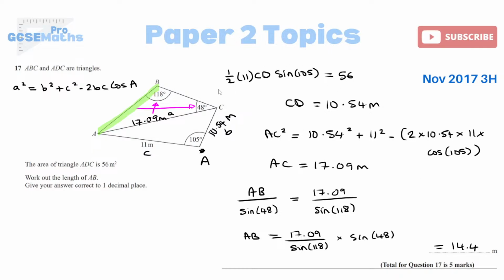There we go. And that's at least shown you a bit of everything. We've got the trigonometric area of a triangle at the top, we've got cosine rule, and then we've got sine rule. So at least we've got all in one question.